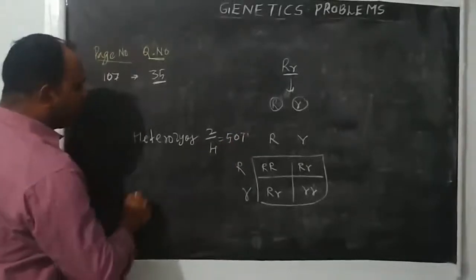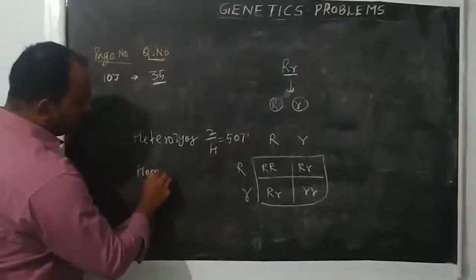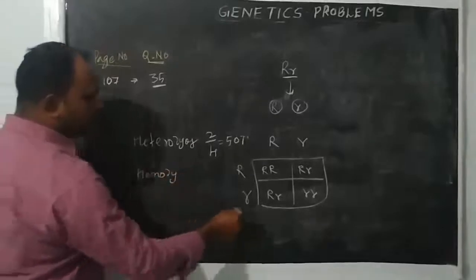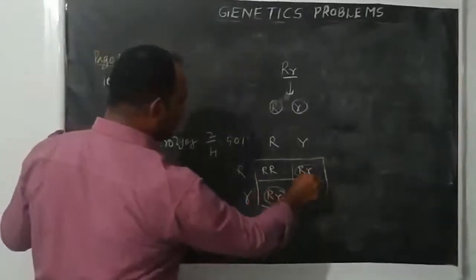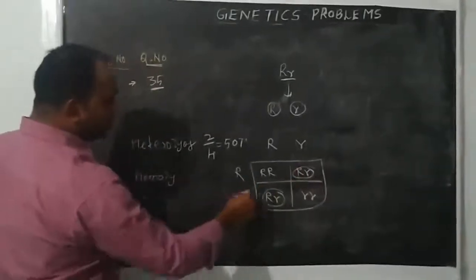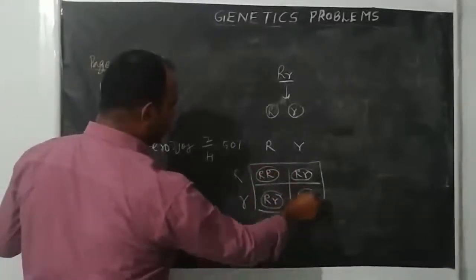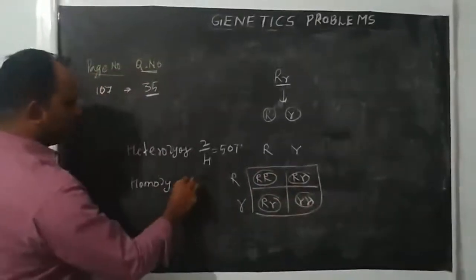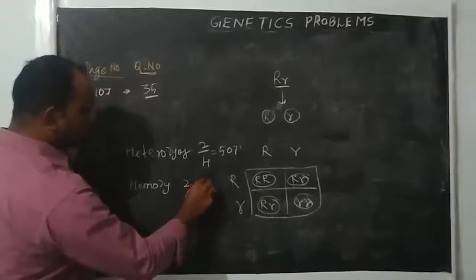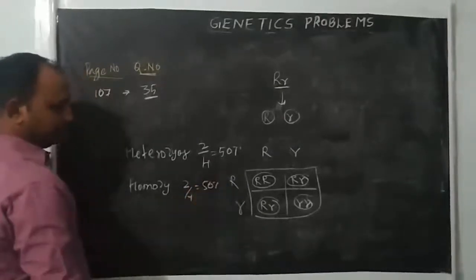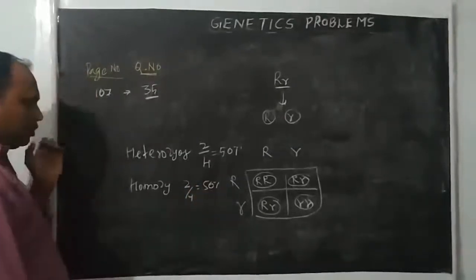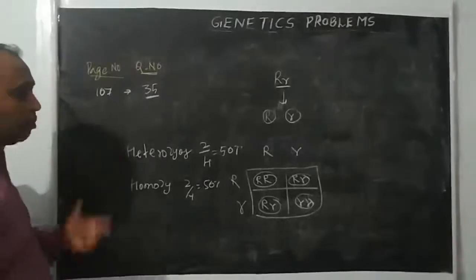They are asking how many are homozygous. Okay, see here only 2 we got. Out of 4, 2 are heterozygous, but homozygous also here 2 we got. If they are asking homozygous, out of 4, 2 are homozygous. Homozygous also 50%. Suppose in this same question they are asking how many homozygous dominant.